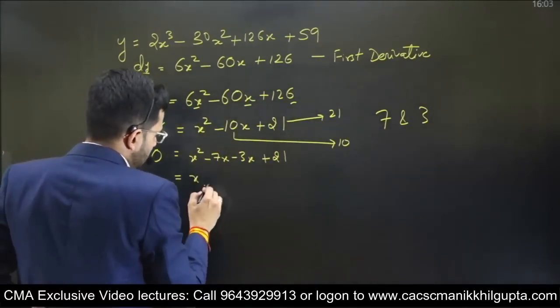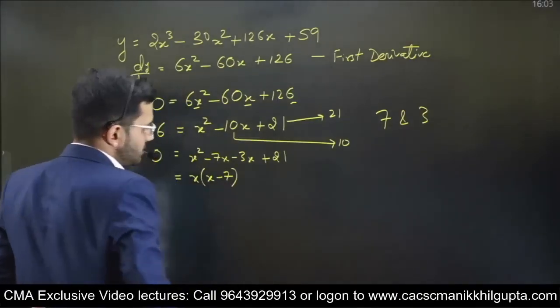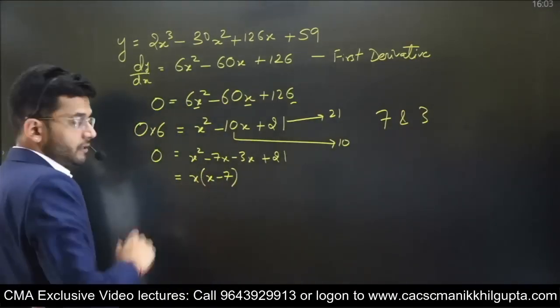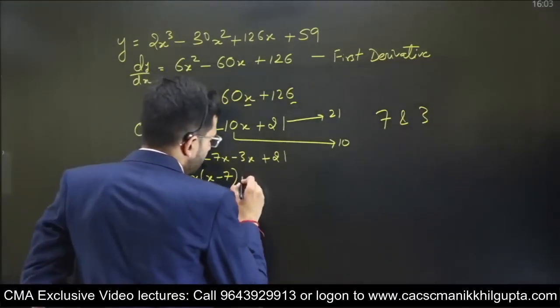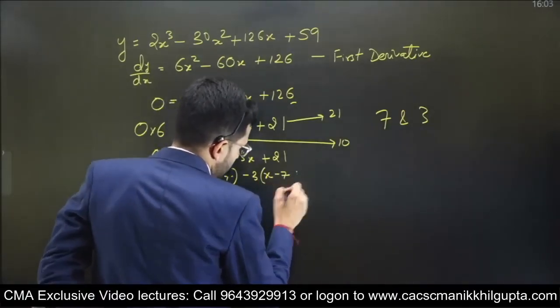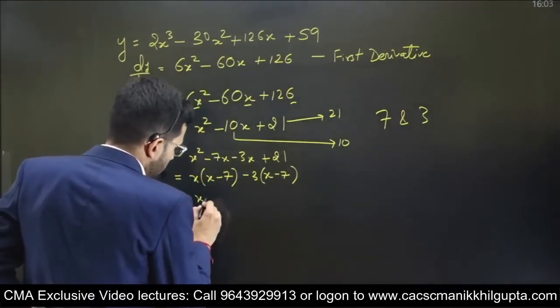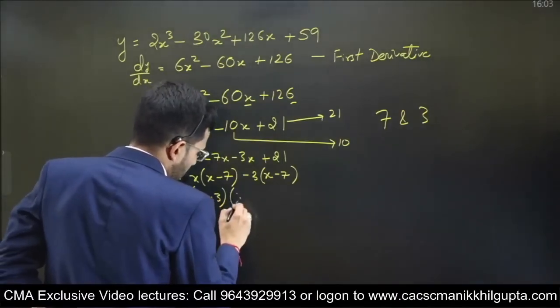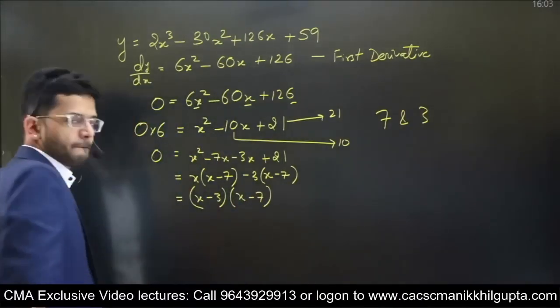Now I'll take x as common, so x minus 7 becomes the factor inside, and I'll take minus 3 as common. X minus 7 becomes the factor. Okay, so the factorization is x minus 3 multiplied by x minus 7.